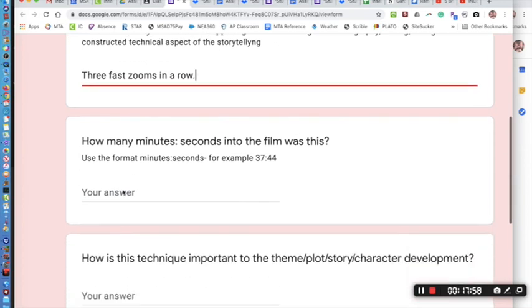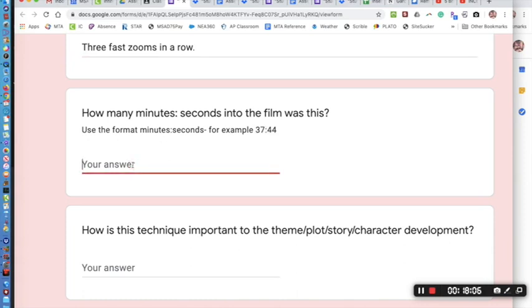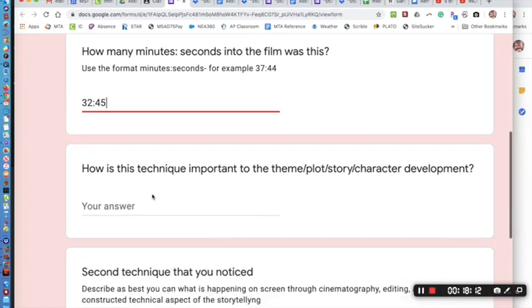Oh, okay. How many minutes in the film was this? Okay, yeah. So this is the form I'd like it to take. Minutes, seconds. This is kind of the standard in deciding what time something happened. So if it was at 32 minutes into the film and 45 seconds, it looks like that.